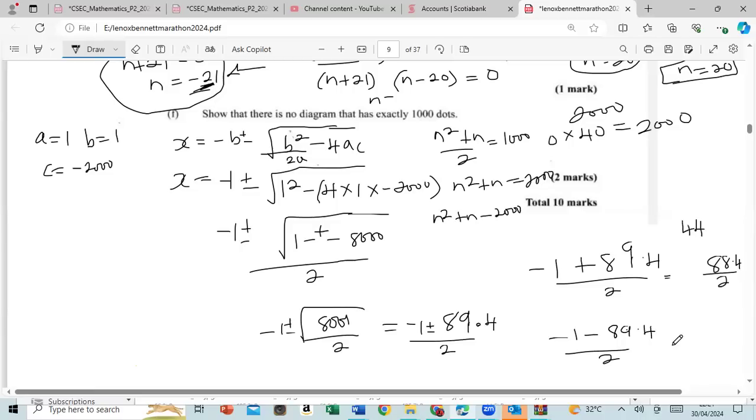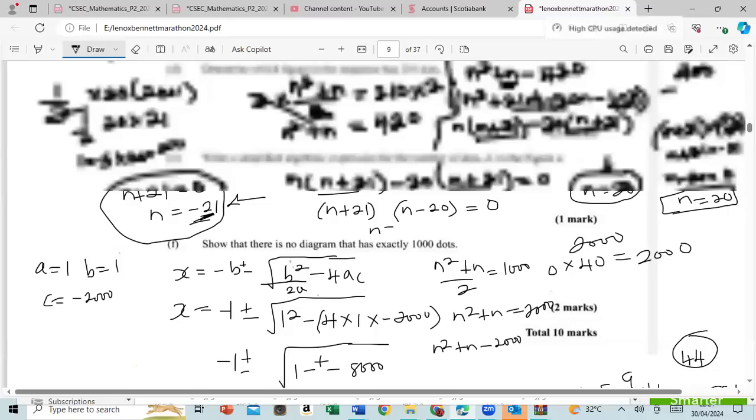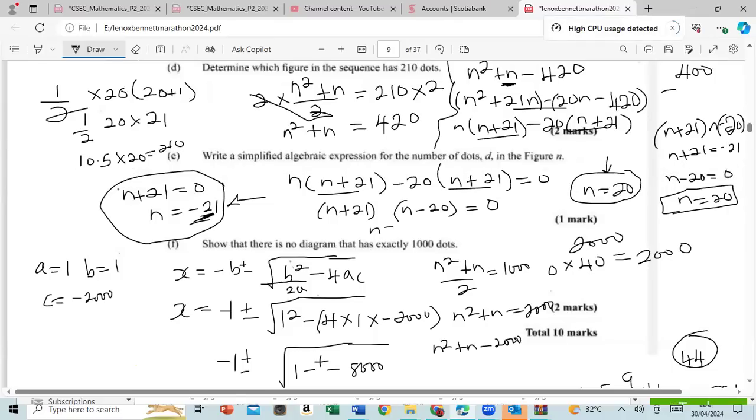And this one now, when we do this, we get negative 90.4. Divide by 2, so this works out to negative 45 point something. But you see the 44 here, guys? When we plug 44 in, it will give a little less than 1000. Let me actually work it out.